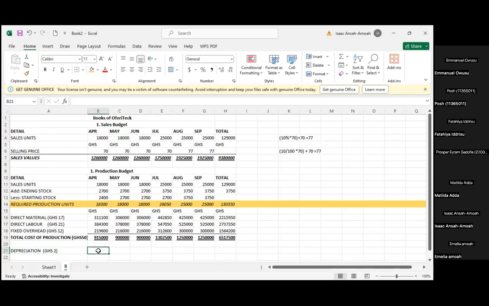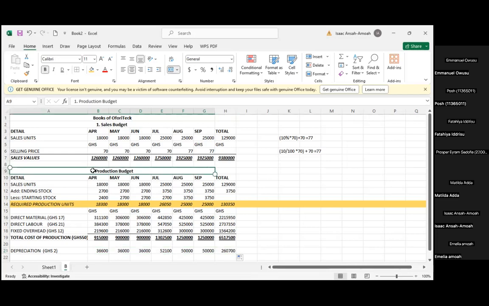Okay. So we're computing depreciation of 2 cedis, and then we're multiplying it with the required production unit. So each month, you compute depreciation by the required production unit. And then that becomes the depreciation that should be taken away from production overhead cost before it's taken to the cash budget. Well, now we are bold to say that we're done with the production budget.